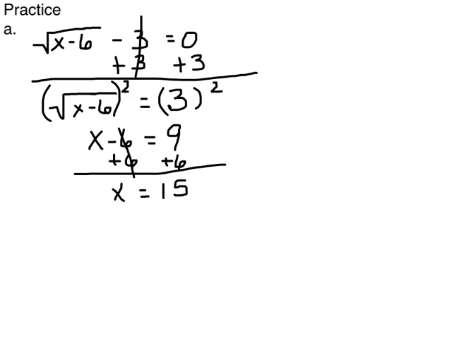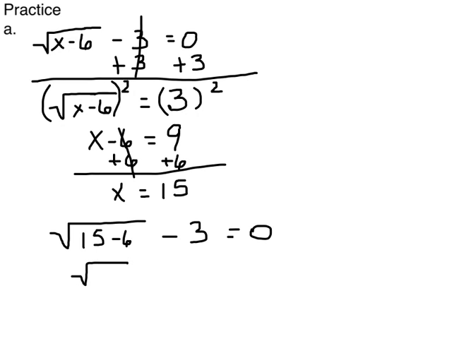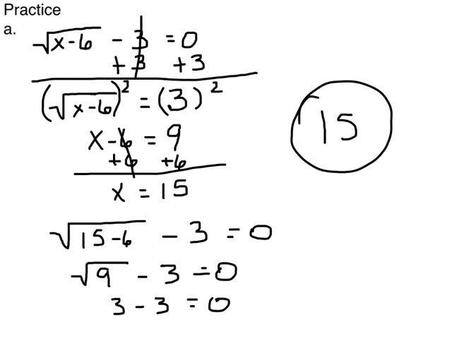So let's put that in the original equation. The square root of 15 minus 6 minus 3 equals 0. Well, 15 minus 6 is 9. So this is saying the square root of 9 minus 3 equals 0. Well, the square root of 9 is 3, and 3 minus 3 does equal 0. So x is 15. 15 is our answer to this problem.